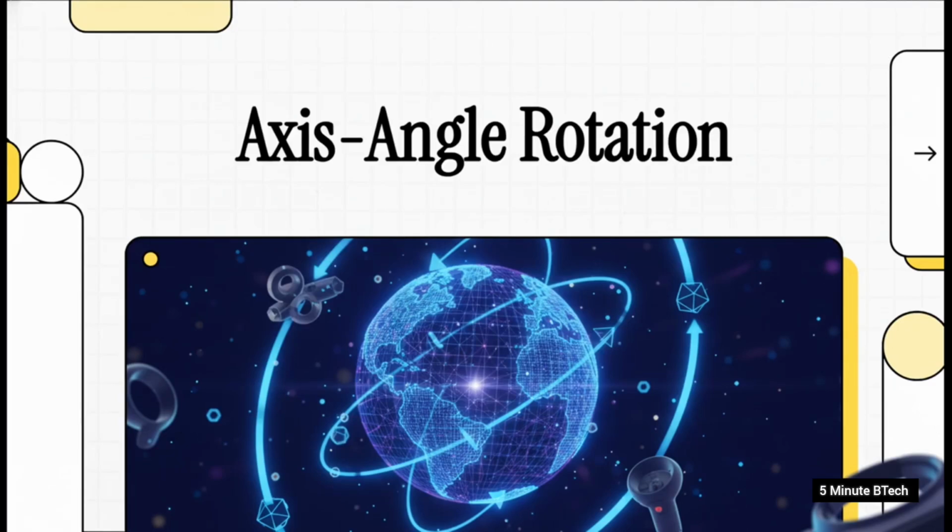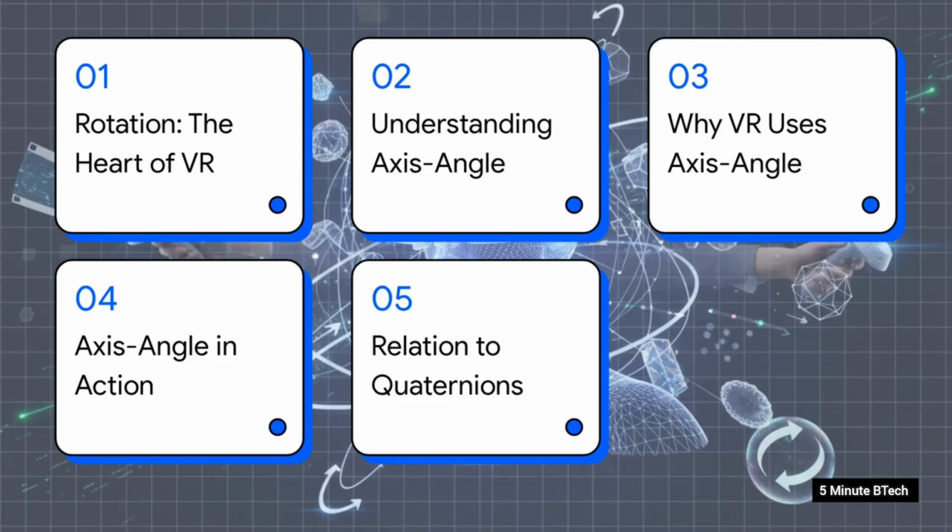Today we're jumping right into axis angle rotation. This is the core concept, really the secret sauce that makes movement in virtual reality feel so incredibly real and intuitive. So here's what we're going to break down. First, we'll talk about why rotation is just everything in VR. Then we'll get into what axis angle actually is, why it's the go-to choice for VR systems, and see a couple of real-world examples. And finally, we'll connect it to this other big idea called Quaternions.